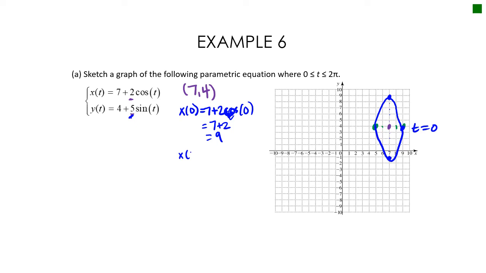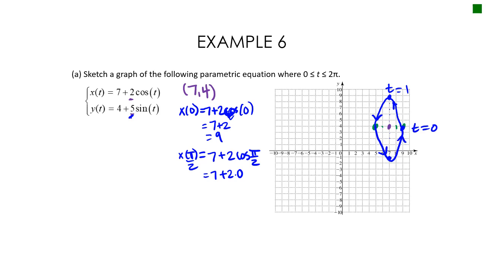I'm going to look at the next point, when t is pi over 2. So when t is pi over 2, I get 7 plus 2 times the cosine of pi over 2, which gives me 7 plus 2 times 0, which is just 7. So right here. So it's going in this direction. So we do want to make sure that we're graphing the direction when we are graphing these.